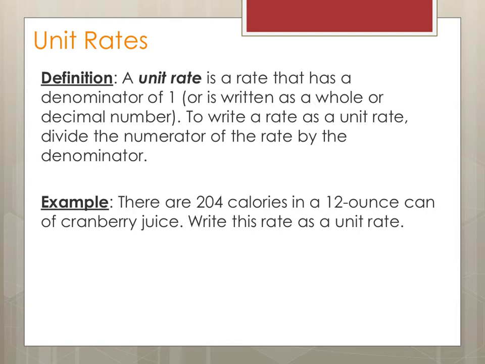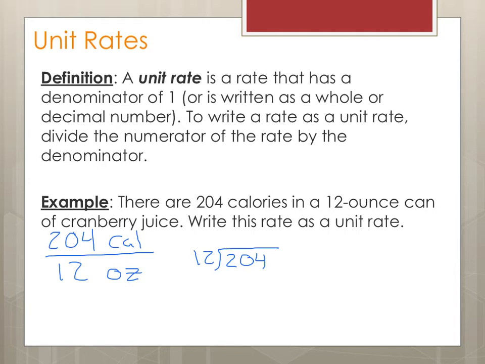So in this example here, there are 204 calories in a 12-ounce can of cranberry juice. Let's write this rate as a unit rate. So if we're going to write this as a fraction, we might say 204 calories per 12 ounces. Okay. But that's kind of an awkward rate to envision, to imagine, so we're going to write this as a unit rate. Just like in the definition, we're going to divide the numerator, the number on top, by the denominator.